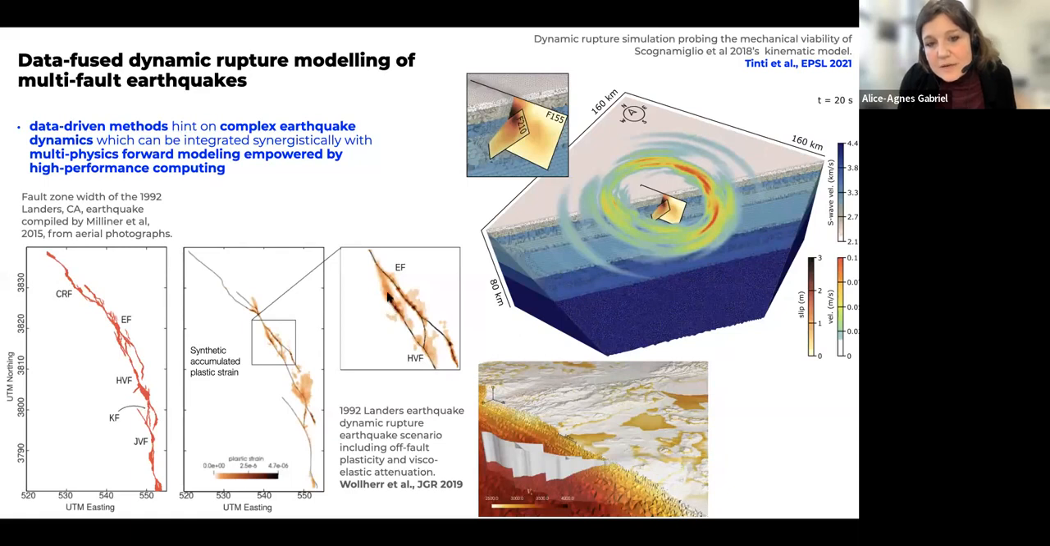And we even see strain accumulation forming or localizing, resampling fault structures that we didn't integrate in the models in the first place. So this localized plastic strain is resampling a fault structure that was not prescribed in the earthquake simulation.